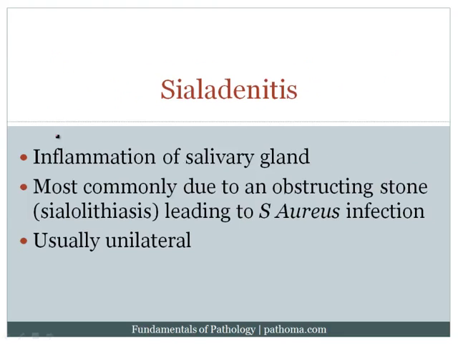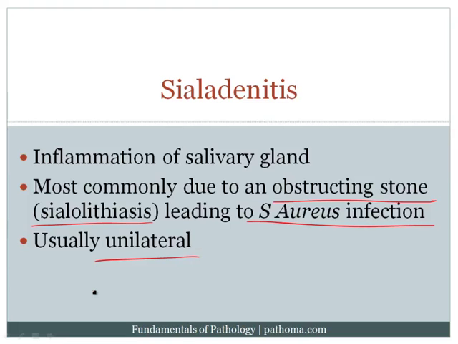Sialadenitis is just inflammation of the salivary gland. There really isn't much to say here. What happens is that the patients develop an obstructing stone. That's called sialolithiasis, and remember the general principle in pathology. Anytime you block a tube, you're going to get infection behind that block. And so when the stone obstructs, you end up getting inflammation of the salivary gland. It's usually due to a Staph aureus infection, and it's usually unilateral as well.